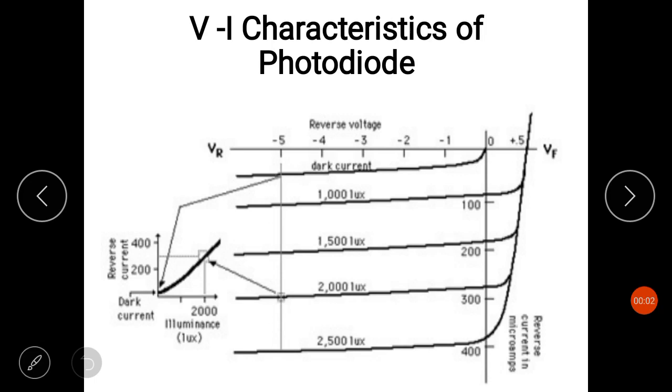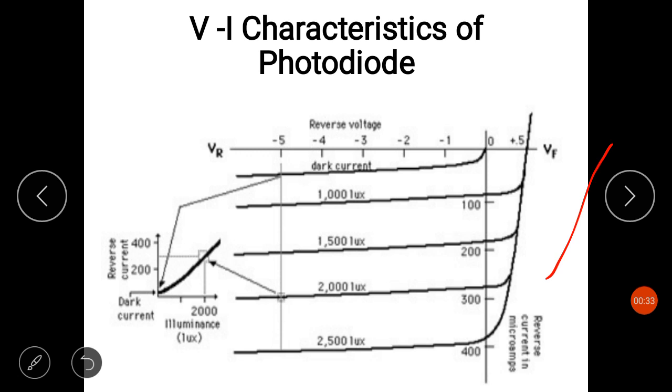Students, in this lecture I'm going to continue with the same topic, that is photodiode. In the last lectures I've discussed what a photodiode is, the operational modes of photodiode, the construction of photodiode and the working of photodiode. So in this lecture, depending upon the working of photodiode, I'll discuss the VI characteristic curve of photodiode. So this is the VI characteristic curve.